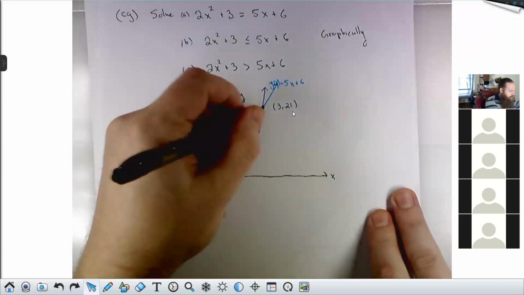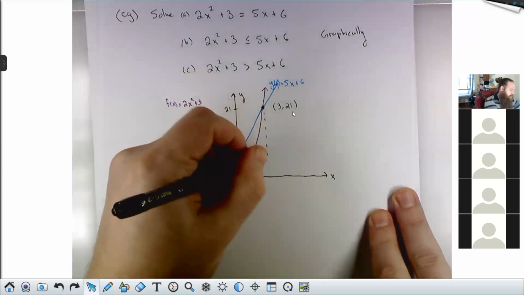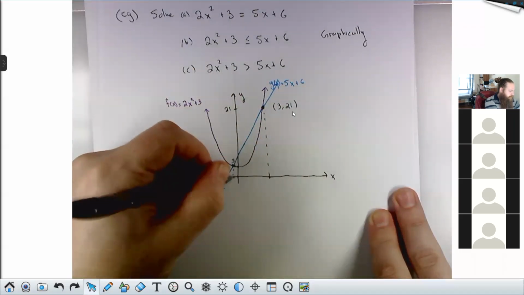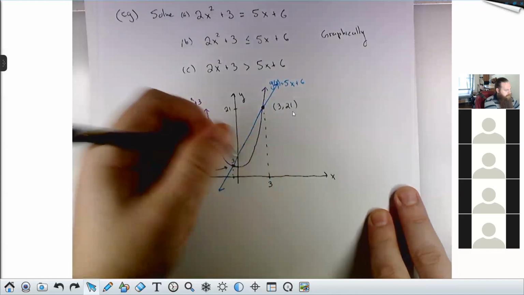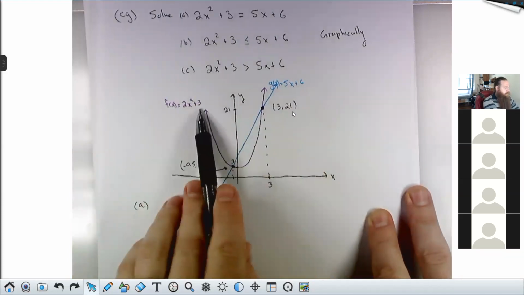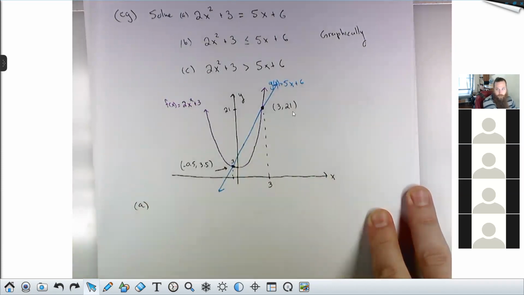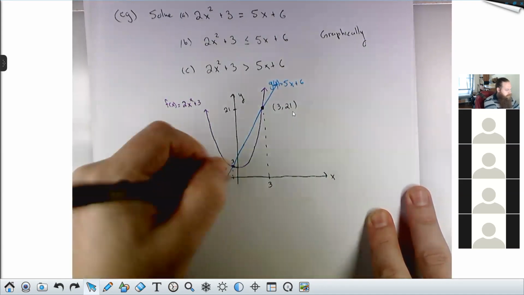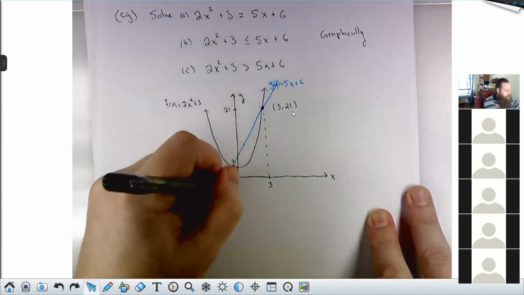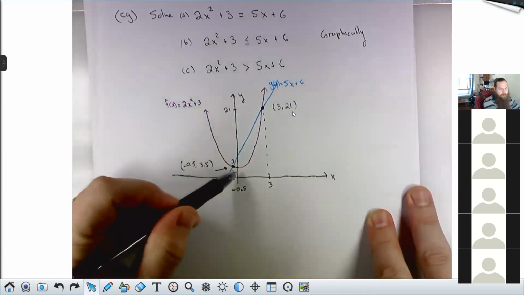So who can tell me one solution to the equation in part A? 3. Yeah, excellent, 3. All right, when x is equal to 3, these both spit out 21. So f of 3 is equal to g of 3. They're both equal to 21. What's the other solution? 0.5. Or negative 0.5, right? Yeah, the x value right here at the other intersection point.